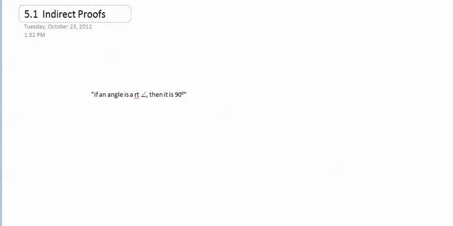Today we're going to talk about indirect proofs. Let's take a look at the following statement. If an angle is a right angle, then it is 90 degrees. Think back to chapter 1. If we're given this statement, what's another statement that we could write which would also be true?